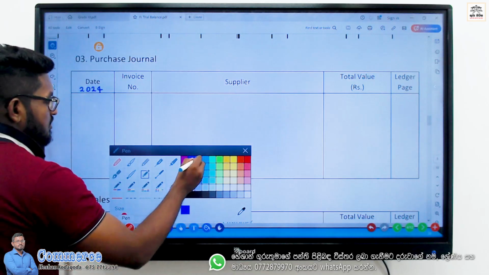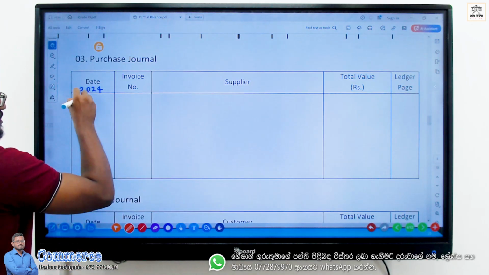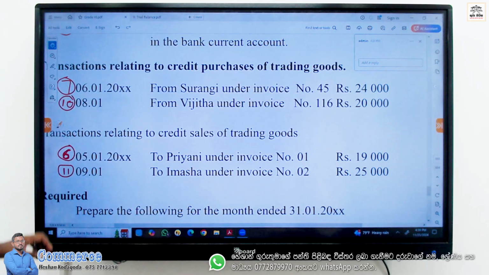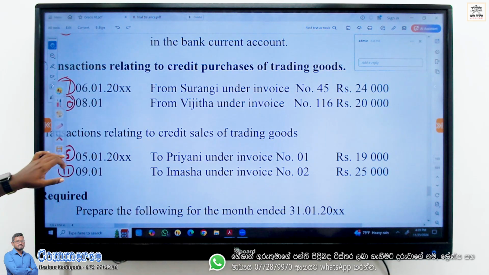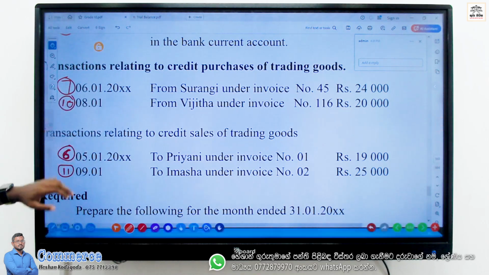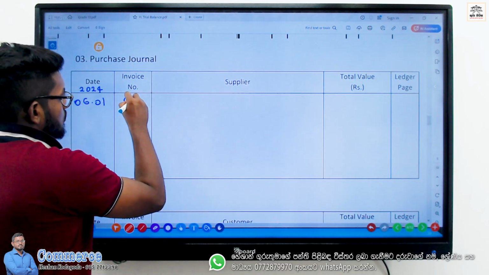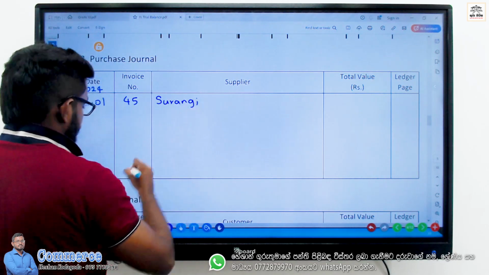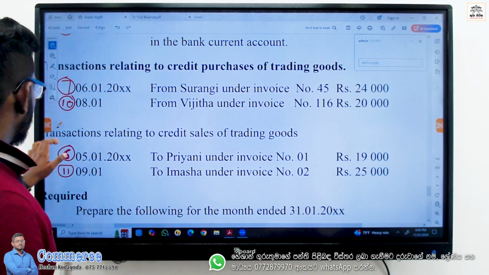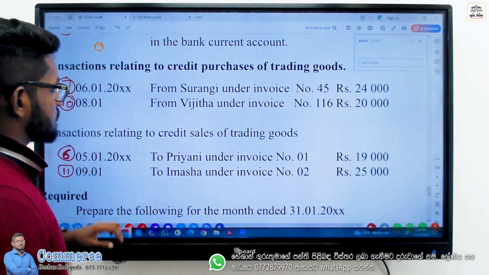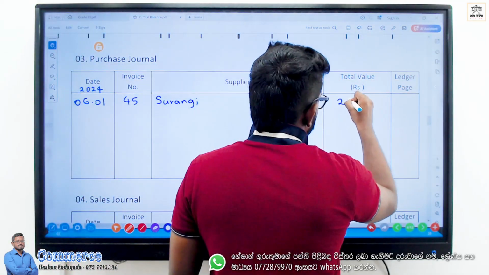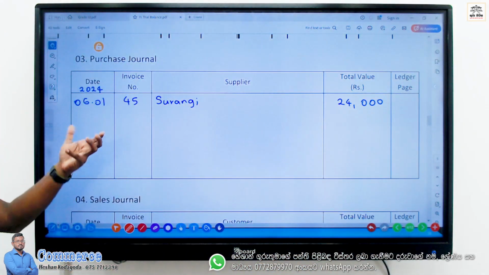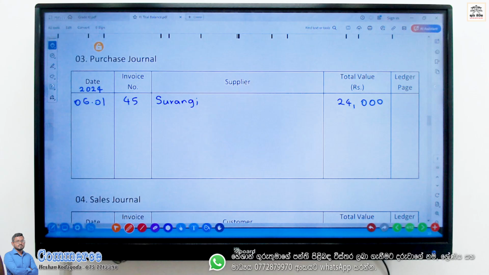So I'm going to write 6th of January, invoice number 45. From whom? Surangi. What is the amount? 24,000. No trade discounts, right? If there are trade discounts, we need to deduct them from here. Can you remember that? Okay.